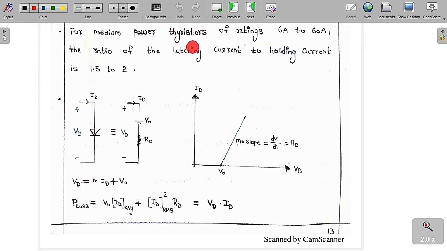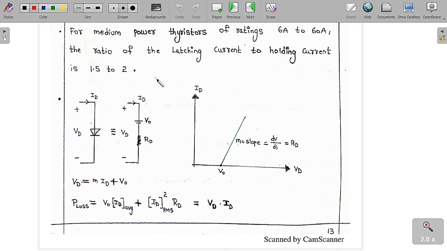For medium power thyristors of rating 6 ampere to 60 ampere, the ratio of the latching current to the holding current is nearly 1.5 to 2. Latching current is always greater than the holding current. If you use thyristors of current rating 6 ampere to 60 ampere, the latching current is nearly 1.5 to 2 times the holding current.